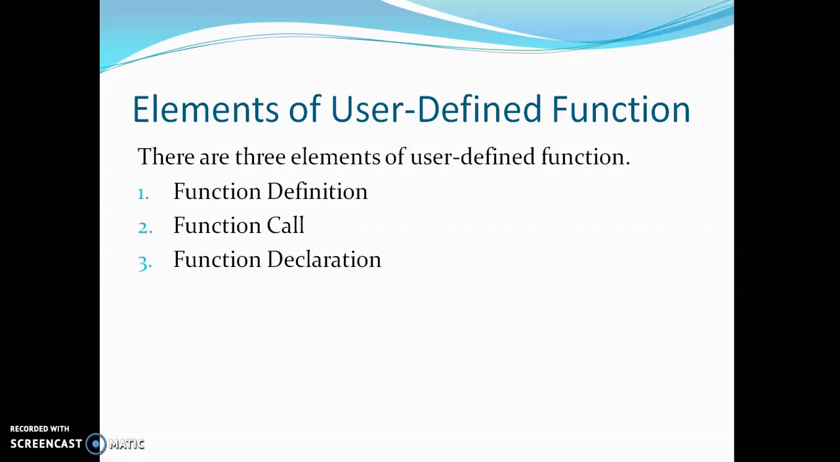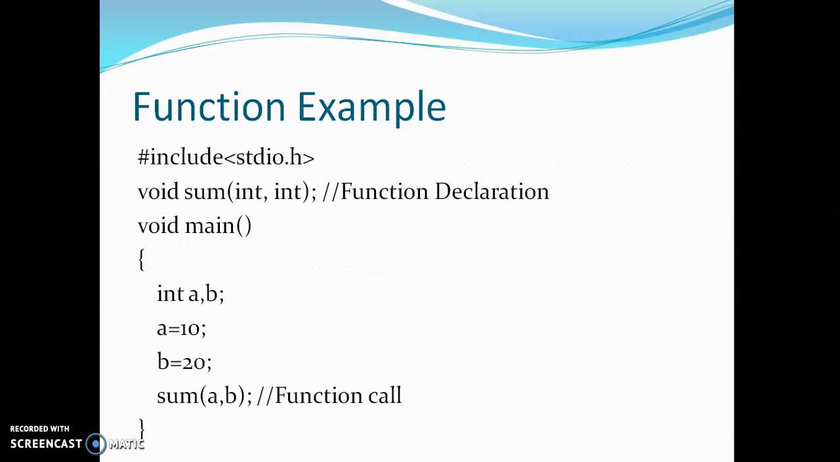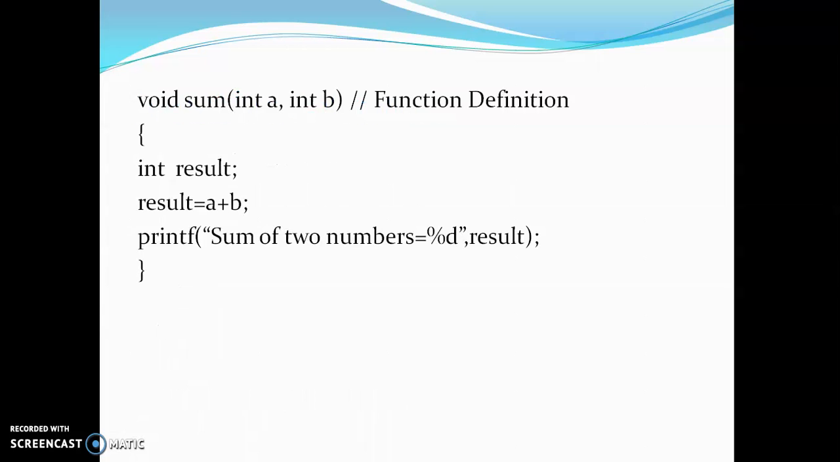Elements of user-defined function. There are three elements of a user-defined function: function definition, function call, and function declaration. Consider the example here. In this example, we are writing a function for performing addition of two numbers. Starting with the function definition.